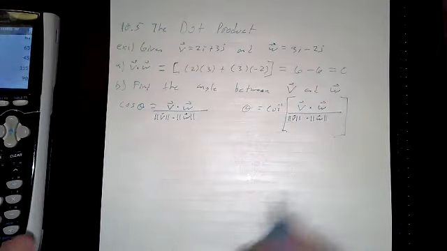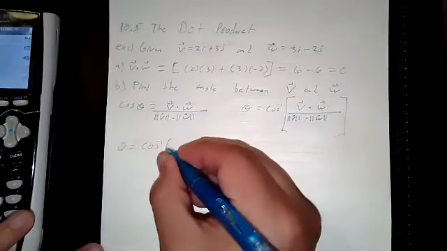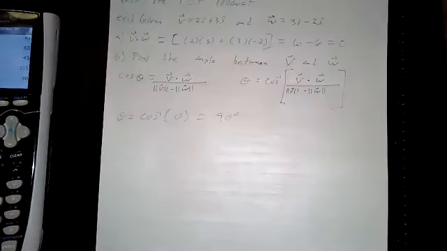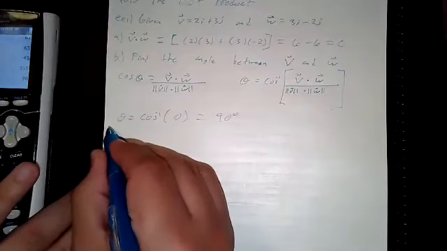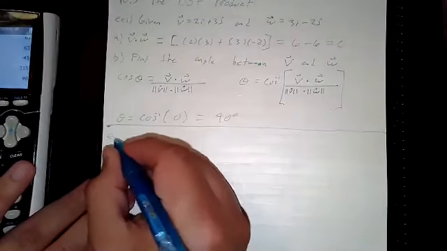And so theta would be cosine inverse of 0, which is 90 for part B. You guys see why that's a 0? Yeah. Okay, I'm going to go to the next question, unless you guys have any questions on this, let me know. Okay.